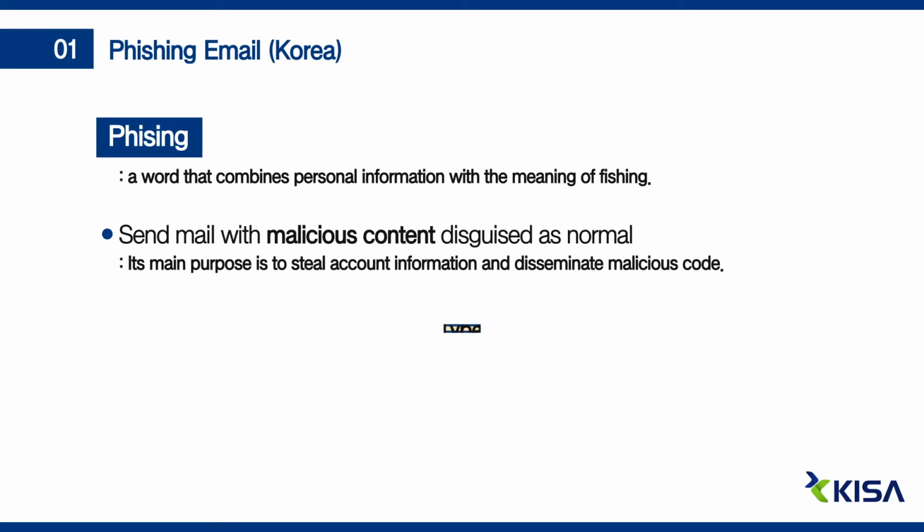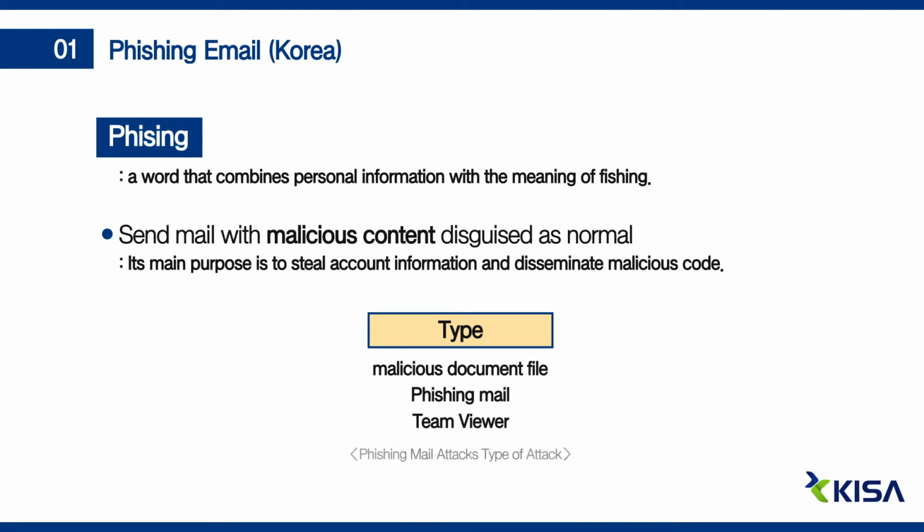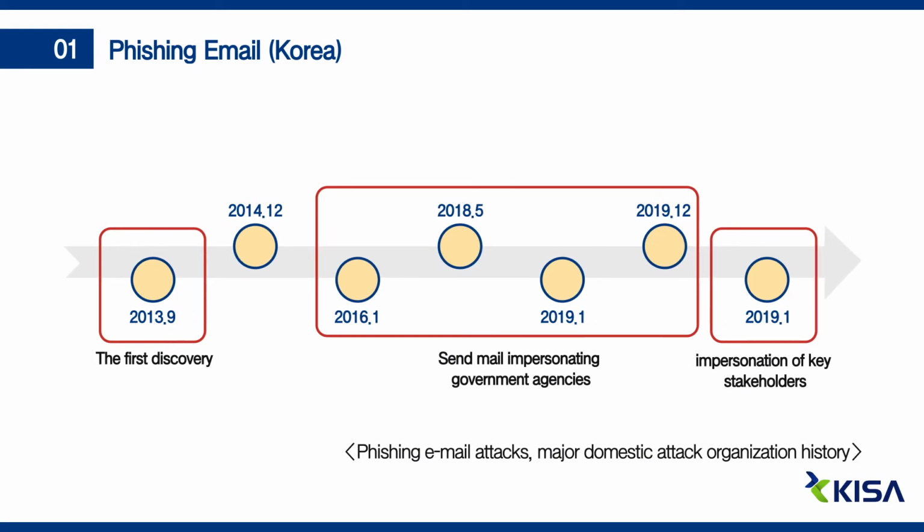The table in the slide shows the types of attacks by organizations that attacked major Korean institutions. As you can see, the attacks against the officials of major organizations have been carried out by spreading malicious code through malicious document files, phishing mail, and remote control of TeamViewer. Hackers commonly replace the letter F with PH, a nod to the original form of hacking known as phone phreaking. The attacks by phishing were first discovered in South Korea in September 2013. They are mainly used to impersonate government agencies and send emails.